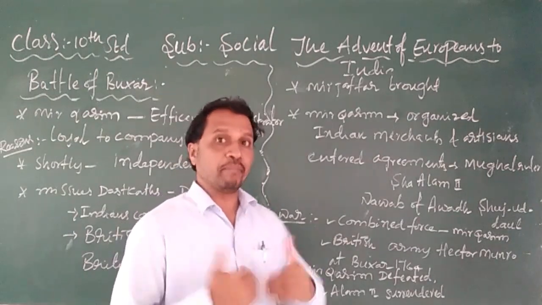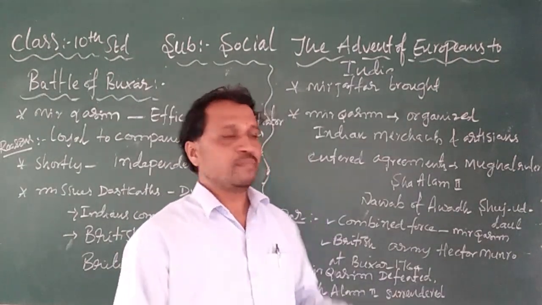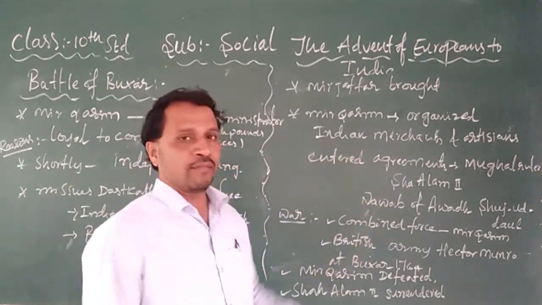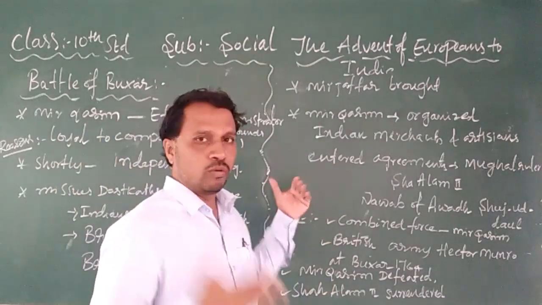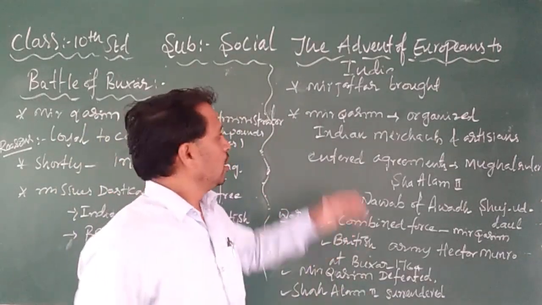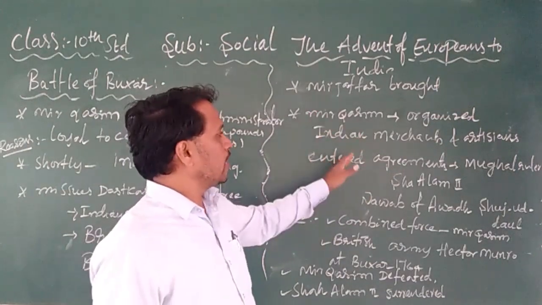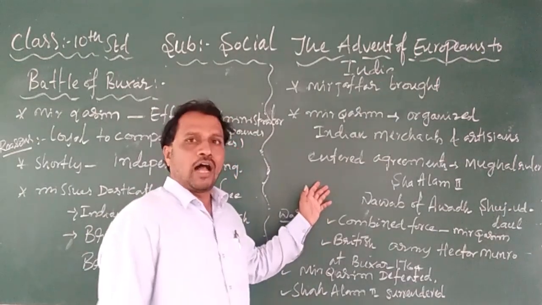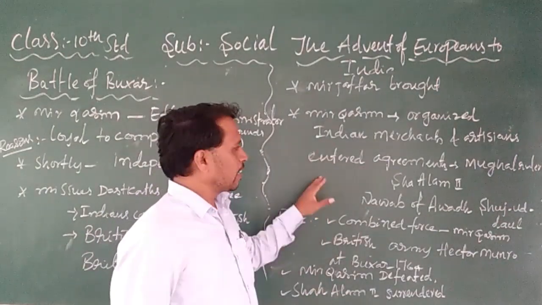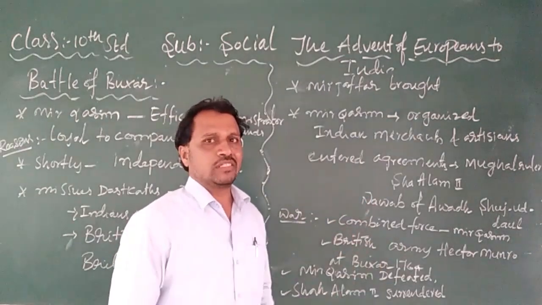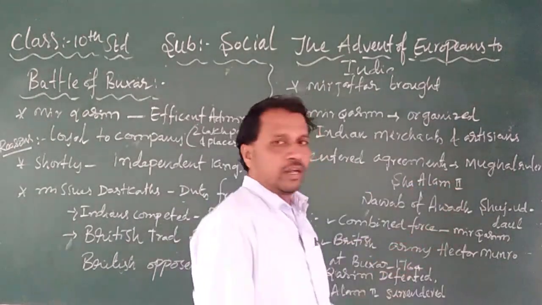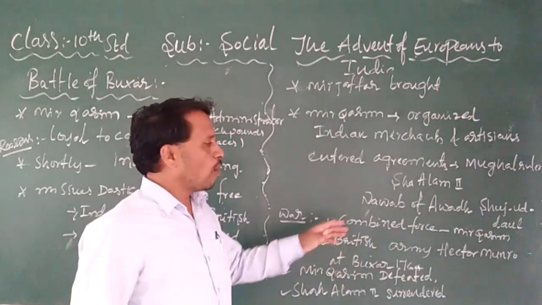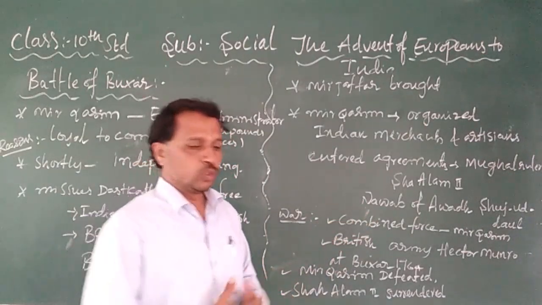What pre-plan did Mir Qasim make in this sense? Before this, Mir Qasim organized the Indian merchants against the British. So before knowing the cunning plan of the British, what he had done was organize the Indian merchants and artisans to give support against the British. And second, he made an agreement with the rulers of India. Which rulers? He made an agreement with the Mughal ruler, whose name is Shah Alam II, and the Nawab of Awadh, Shuja ud-Daulah.